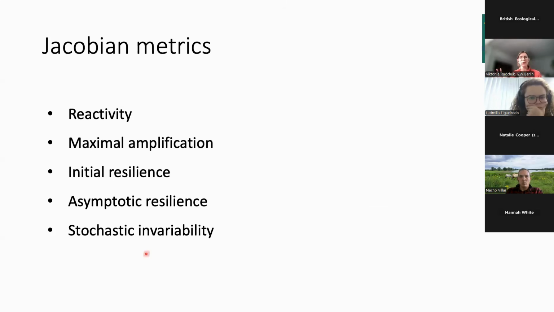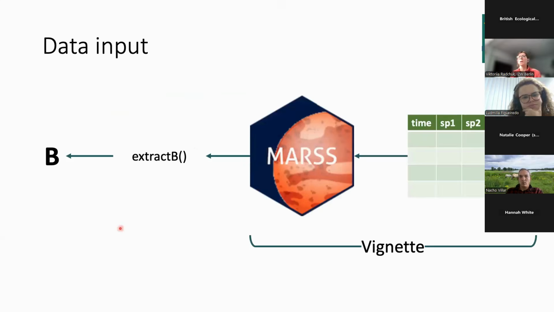And I'll just leave it here, because now if we have our B matrix, we can then go to calculating our Jacobian matrix. We have 5 of them in E-star. 4 of them allow assessing the response of the community to a pulse perturbation, and the 5th one assesses the response to white noise. So I already explained that one can use MARSS that is embedded in E-star.